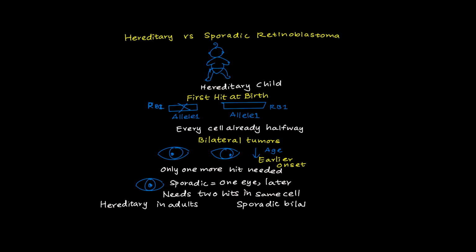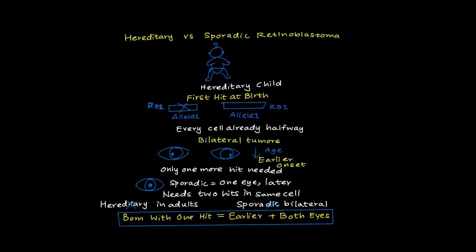Here's a D236 OA exam tip for you. Link hereditary retinoblastoma to bilateral disease using born with one hit. Born with a head start means faster, more widespread cancer. Born with one hit equals earlier plus both eyes.